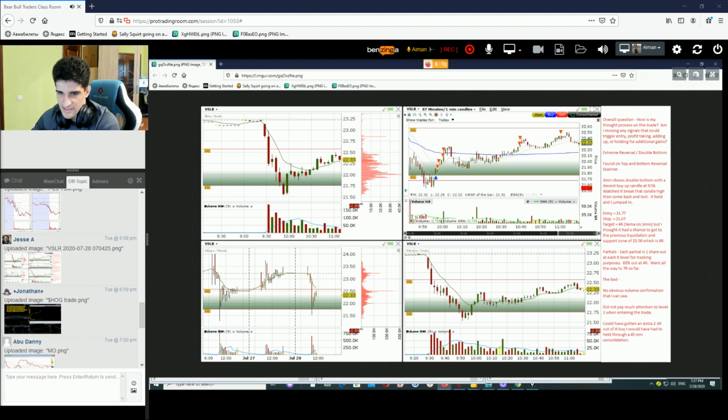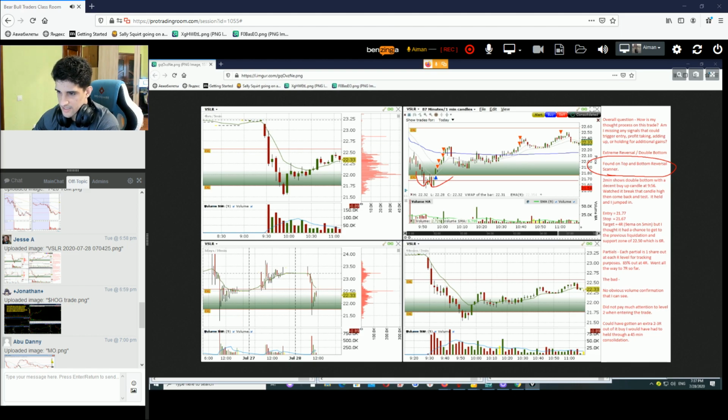Now let me just understand the time frames. We're having a 30-minute chart there, 2-minute chart here, 5-minute chart here, and 1-minute chart right here. So you are taking it for a double bottom, and I could see the double bottom only on the 1-minute chart right here. Found on top and bottom reversal scanner. So Jesse found this trade on these BBT scanners.